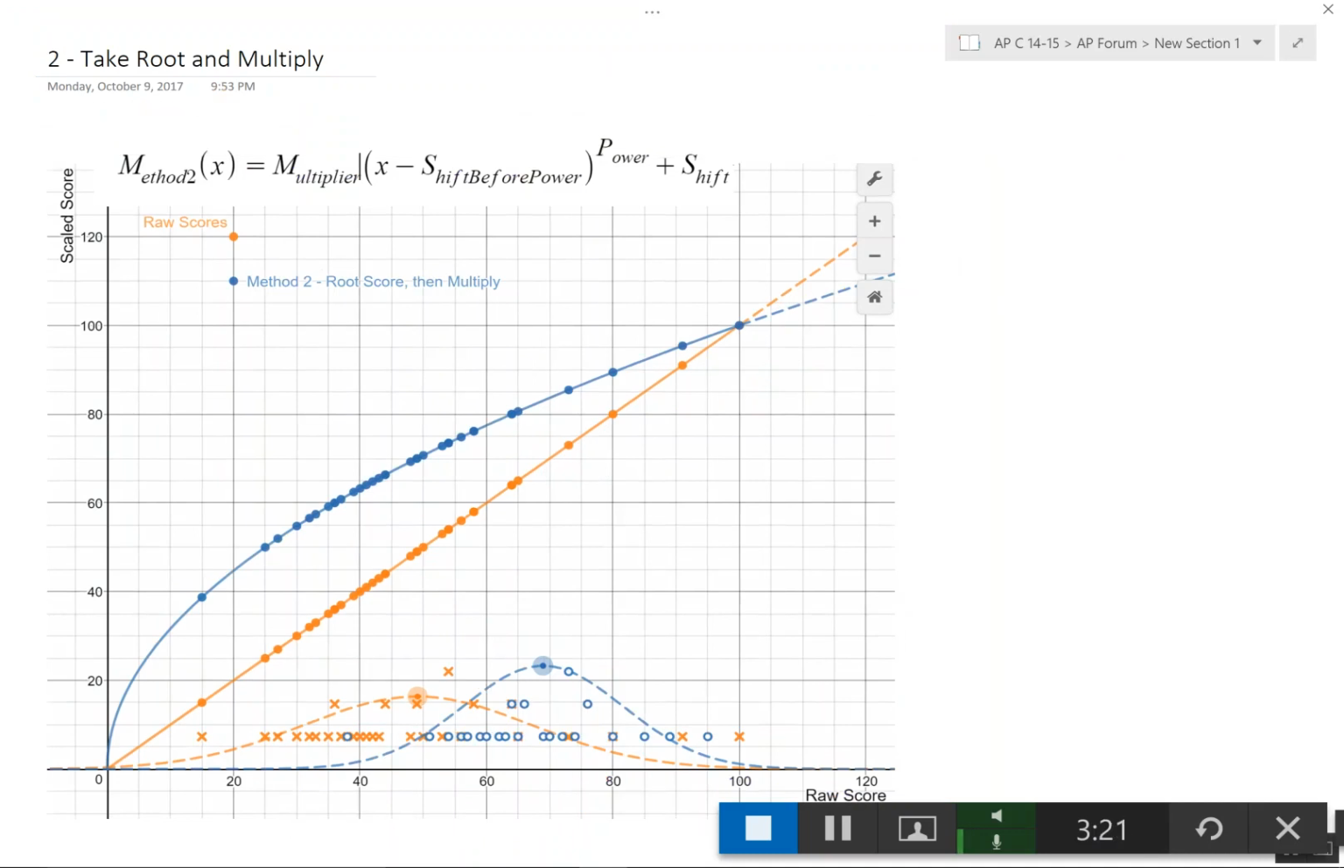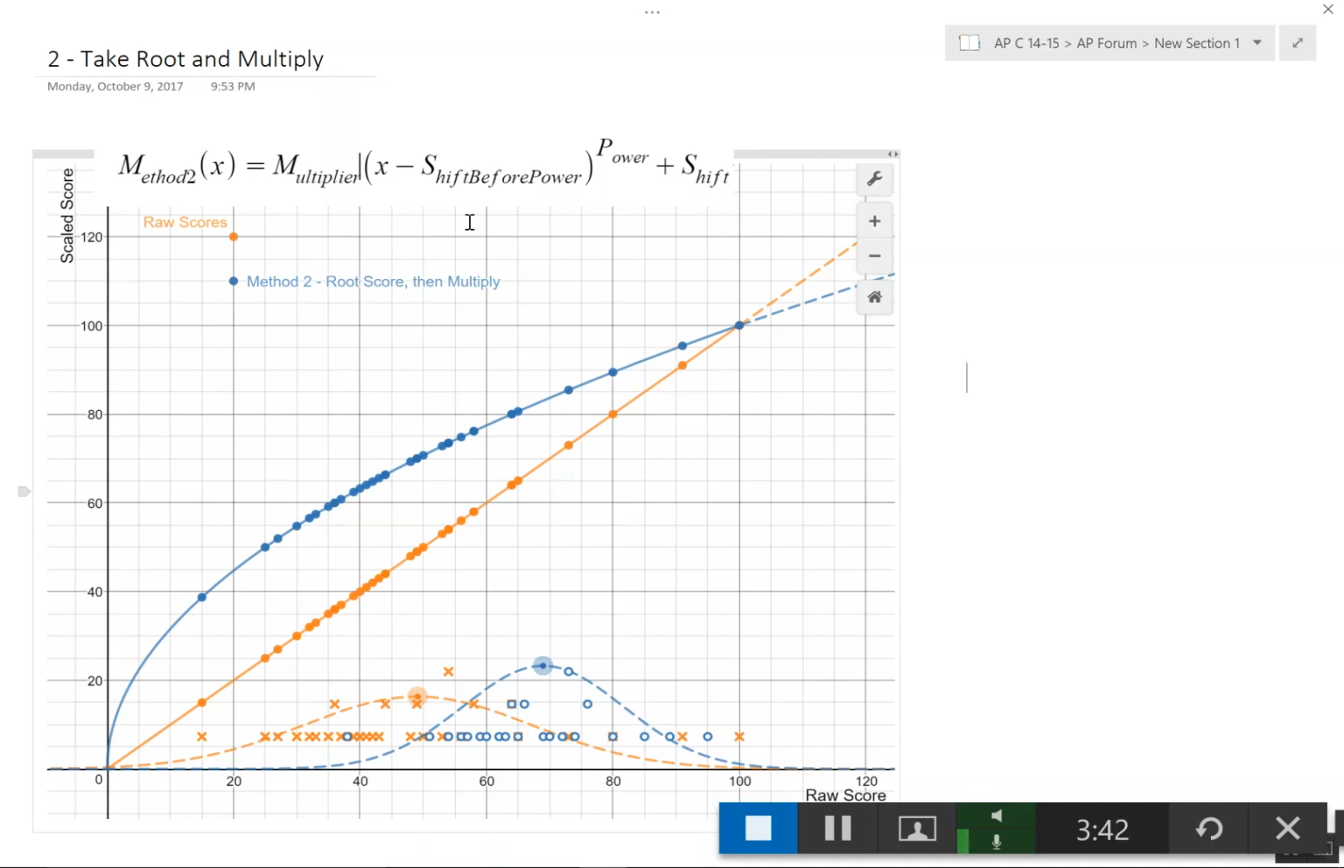Method number 2, what you see before you is what a lot of teachers use, where they take the square root of the score, it has to be out of 100, and then multiply by 10, and that has a similar effect in that the better you do, the less benefit you get, and it also has the advantage of always being greater than your raw score. So everybody gets helped somewhat, but the people who score worse tend to get helped more.